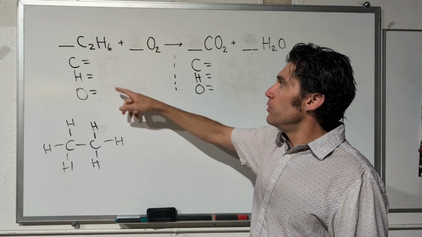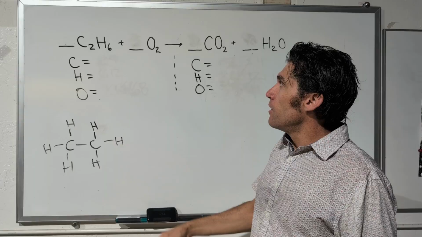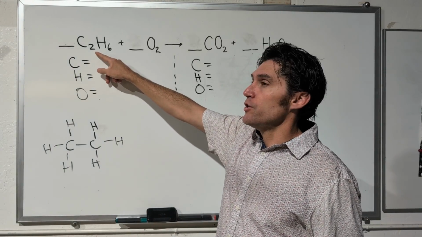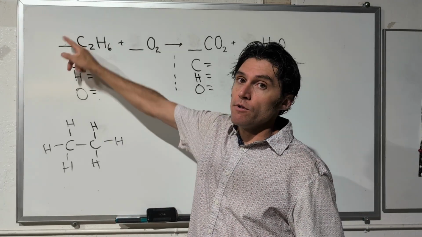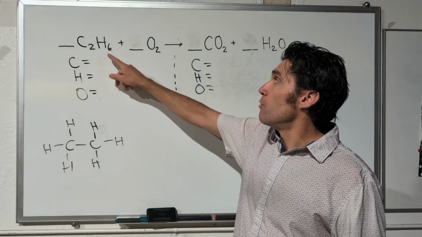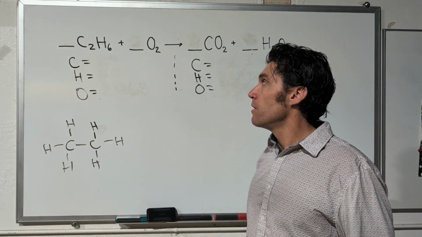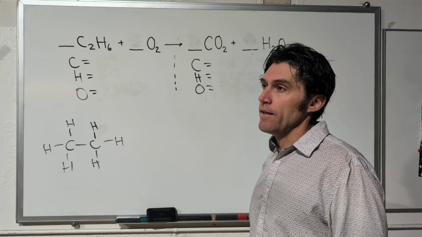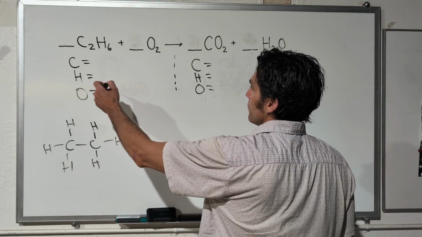Remember, the first thing we do is we take an inventory of the atoms on each side. Remember, these subscripts tell us how many of each element there are in each of these molecules. When we add the big number, the coefficient in the front, that's going to tell us how many molecules there are. Remember, this C2H6 represents a molecule, which is several atoms bonded together. Okay, so let's get started doing our inventory.